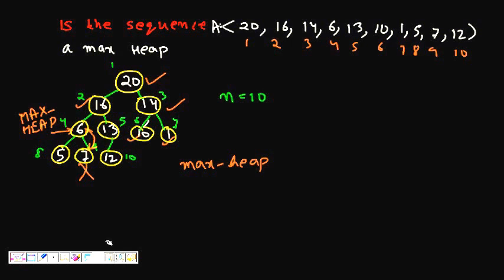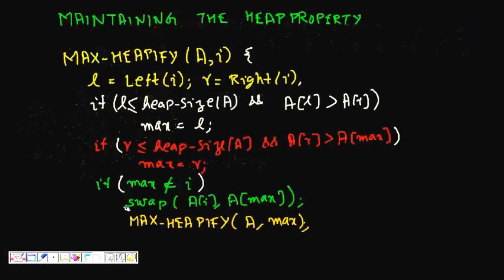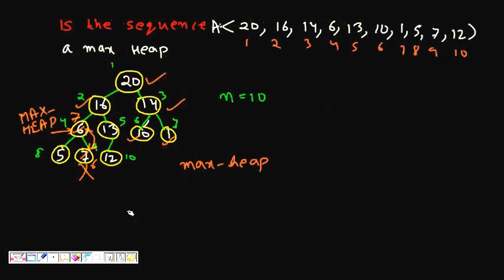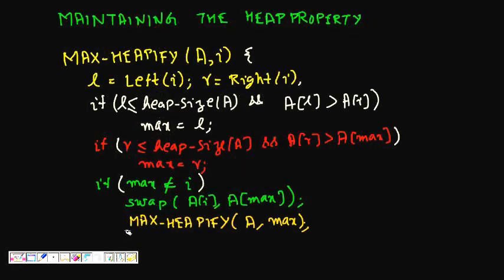Okay, so if this is the case, can we correct it? One thing we can do is put 7 here and 6 here, and now it becomes a max heap, because the parent has a higher value than both its left and right children. Now we will see an algorithm: if we have a binary tree that is almost a heap, how will we correct it to make a max heap?